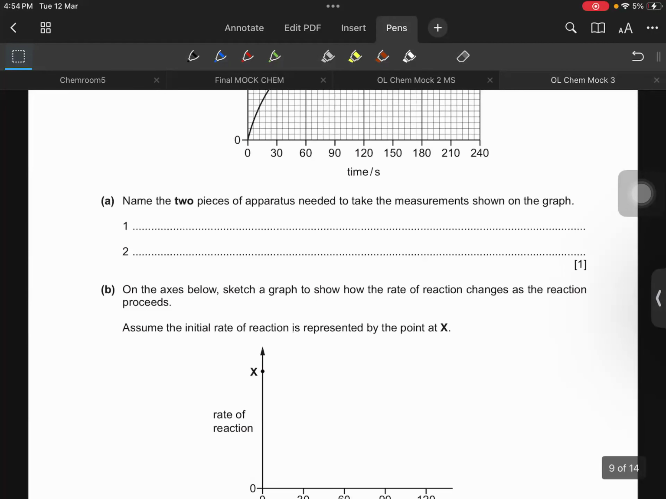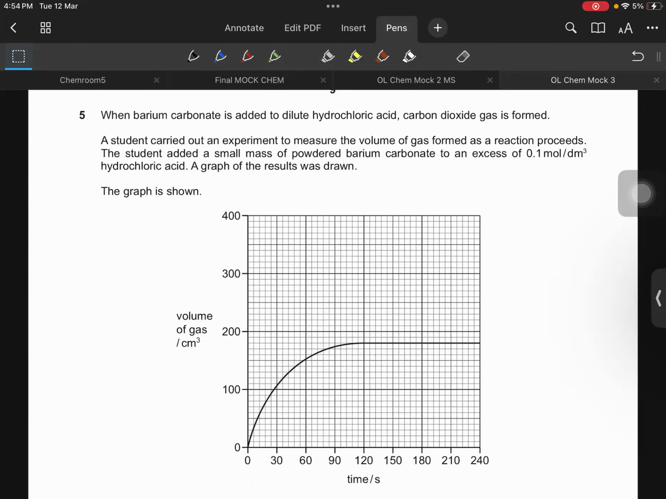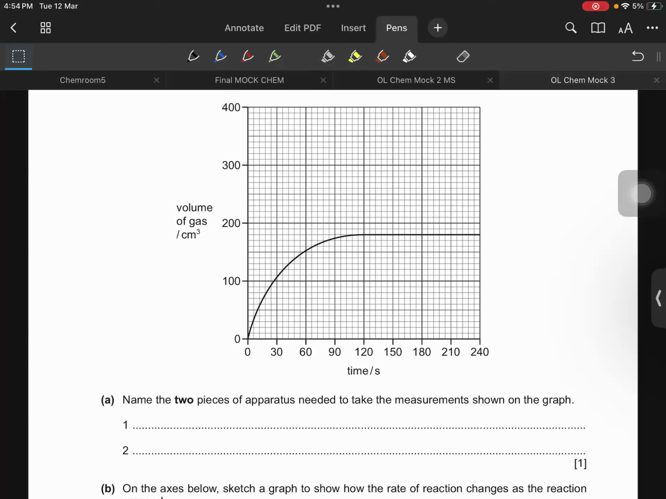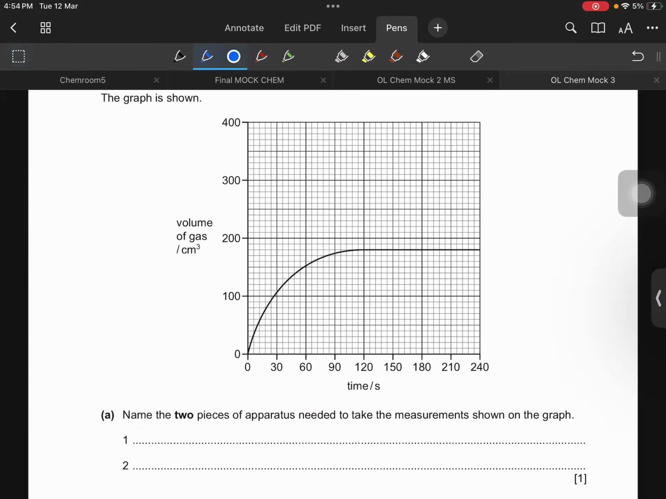When barium carbonate is added to dilute hydrochloric acid, carbon dioxide gas is produced. A student carried out an experiment to measure the volume of gas formed as a reaction proceeds. The student added a small mass of powdered barium carbonate to an excess of acid. The graph of the results was drawn. Name two pieces of apparatus needed to take the measurements shown on the graph. Volumetric flask and stopwatch. गलत. Volumetric flask is for aqueous. भाई क्या होंगे? Sorry, measuring cylinder. What are you going to measure with the cylinder? The volume of the gas. Gas volume in the cylinder. Are you sure? नहीं नहीं, गैस सिरिंज इस्तेमाल करेंगे. Gas syringe भाई.